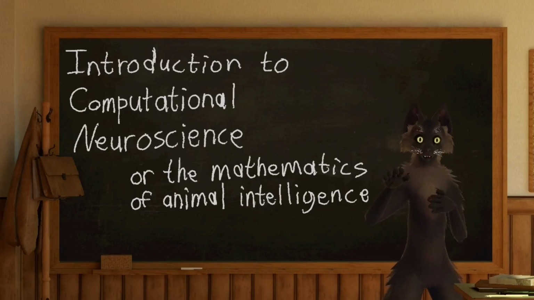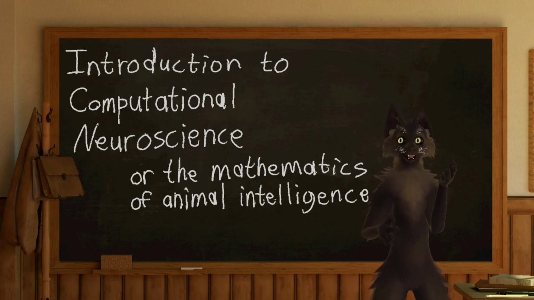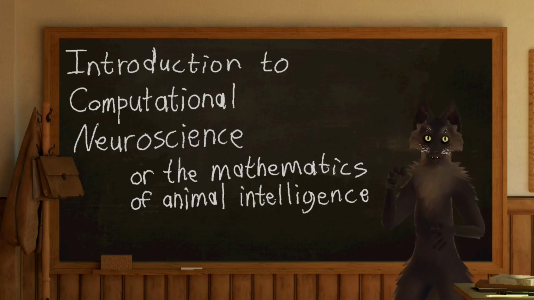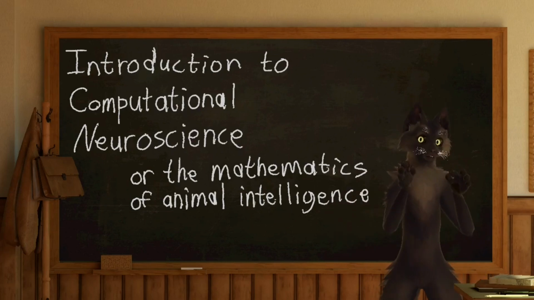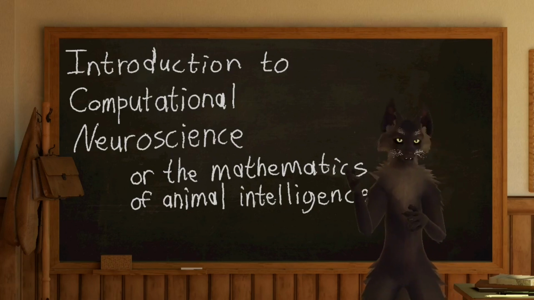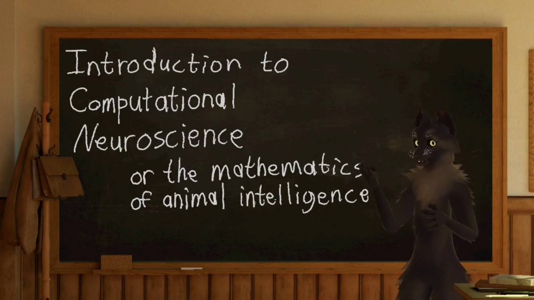Hello, and welcome to my lecture on the topic of computational neuroscience. Computational neuroscience is the study of the theory and the mathematics of animal intelligence. Broadly speaking, the goal is to understand the fundamental nature of animal intelligence. How are animals able to do such intelligent things?